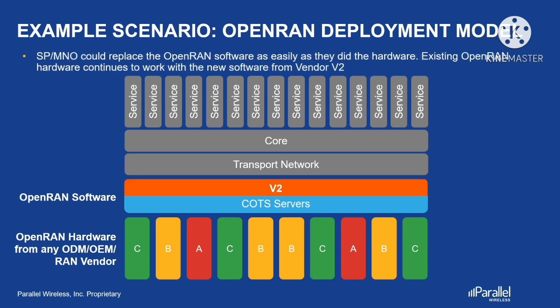Now, let's say the service provider is unhappy with software from vendor V1 because the vendor roadmap was not aligned to their own, or perhaps they do not have advanced features or any other reason. What they can do here is replace vendor 1 with V2. Because of open interfaces, the hardware from vendors A, B, and C should work with software from vendor V2.